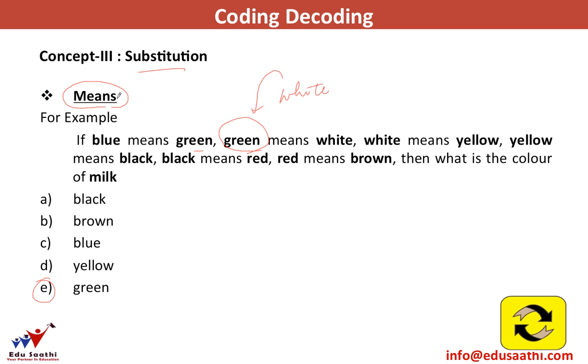How is this question different from the previous question? In the previous question, instead of means, we had called. So if I replace it with called, if blue is called green, green is called white, white is called yellow, then what is the color of milk? Then the correct answer would be yellow. But since here the word means is used, the correct answer is green. So carefully note the difference between the two questions.